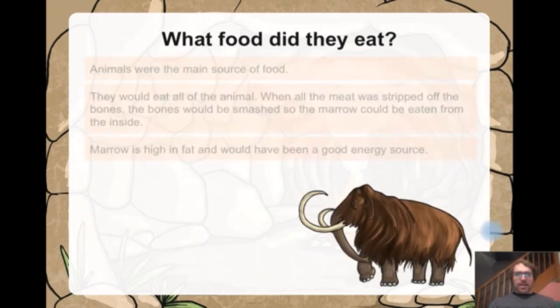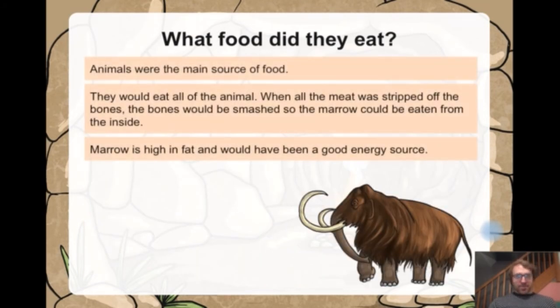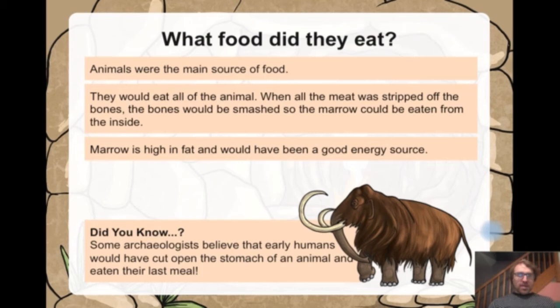So what food did they eat? Animals were the main source of food. They would eat all of the animals. When all the meat was stripped off their bones, the bones would be smashed so the marrow could be eaten from the inside. Marrow is high in fat and would have been a good energy source. Did you know? Some archaeologists believe that early humans would have cut open the stomach of an animal and eaten their last meal. Ooh.